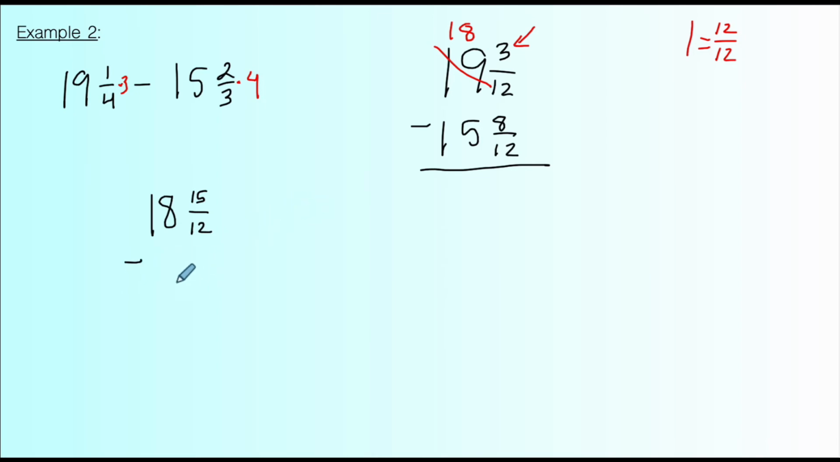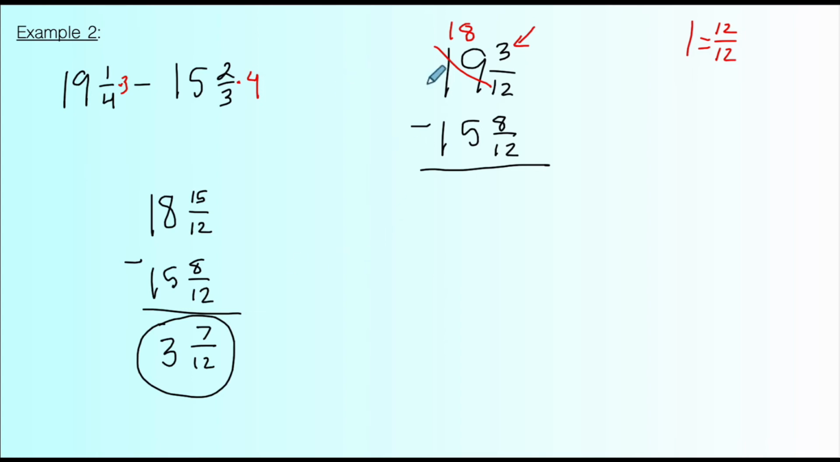Minus, and the second fraction, we don't need to do anything to that. Now we just do some simple subtraction. 15/12 minus 8/12. Well, 15 minus 8 is 7. And then in the whole numbers, 18 minus 15 is 3. So my final answer, best possible answer, is 3 and 7/12. That can't be simplified. That's as good as it can get.